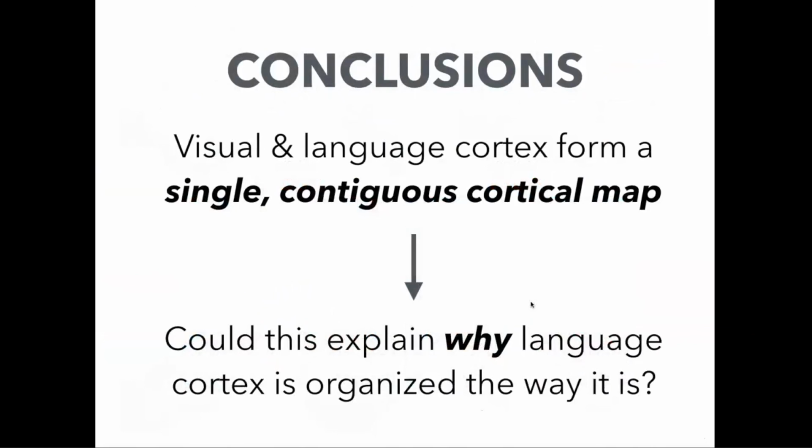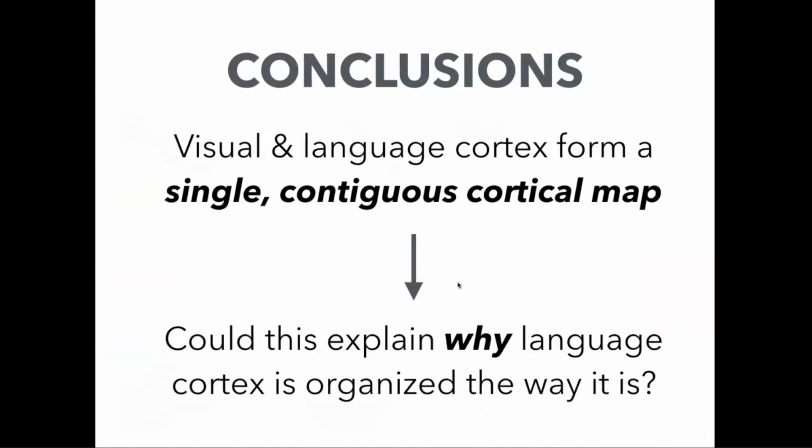So we take this as evidence that we can consider the visual and language cortex as forming a single contiguous cortical map, where you have representation of the same semantic category over some space, but a local change in the modality that it is receptive to. Question? So we do see some gradients in frontal areas, but they're not as consistent across subjects. I can't really say much about that.